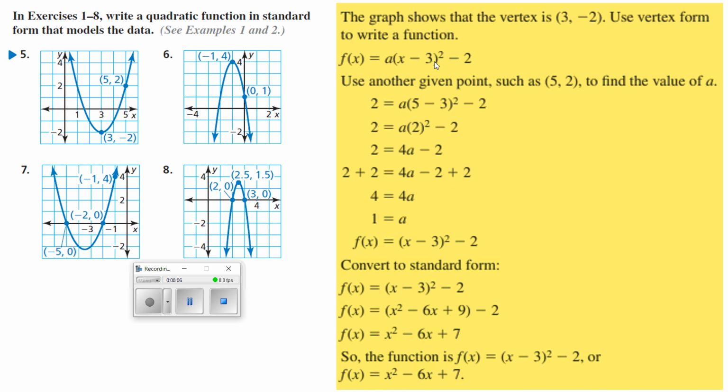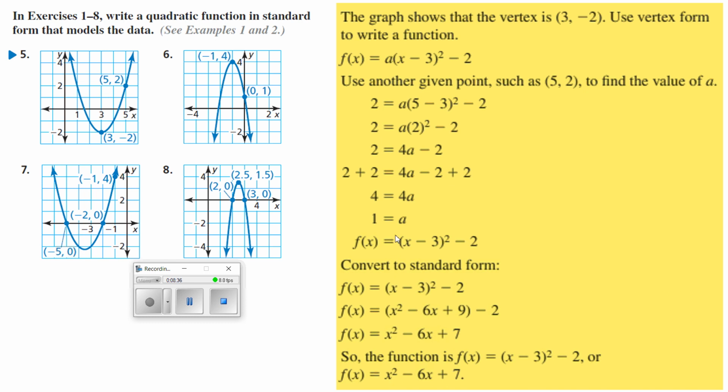Now that we've done this, we're going to look for points, and the only point they gave us was 5 and 2. So when x is 5, y will be 2. So y will be 2, and x will be 5. 5 minus 3 is 2. 2 squared is 4. 4 times a is 4a. So now we have 4a minus 2. We're going to add 2 to both sides, and when I do, this is going to be 2 plus 2, which is 4. When I divide 4 from both sides, 4 divided by 4 is 1. And that means a is 1.